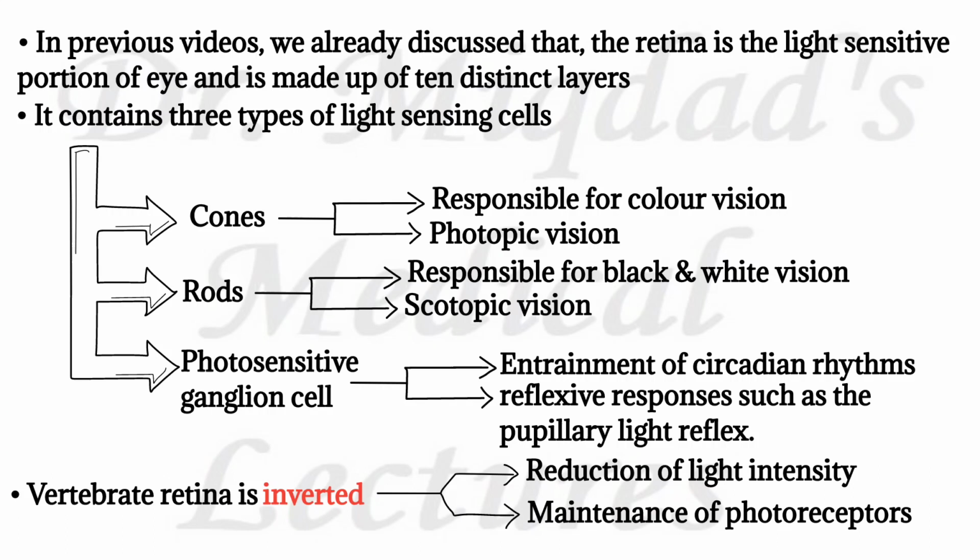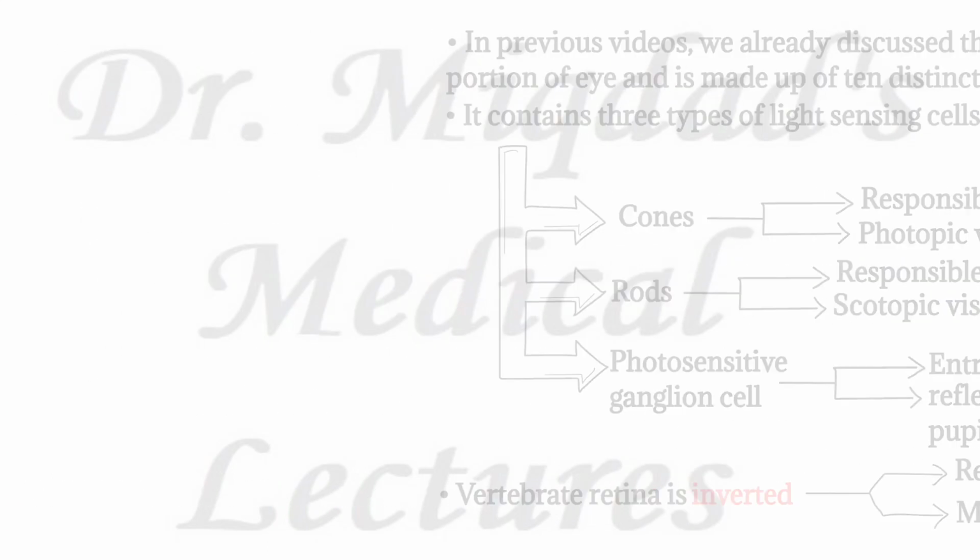Do you know how nature has addressed this problem? In human beings and many other vertebrates, there is a small central portion of retina which is adapted for high visual acuity. We call it fovea centralis.